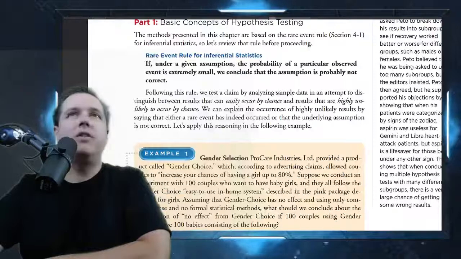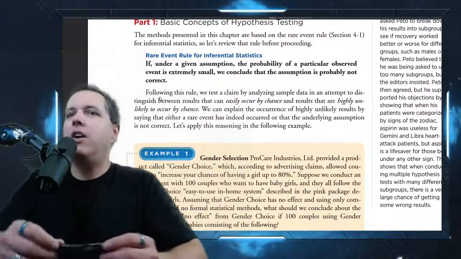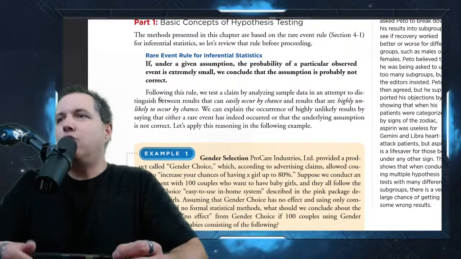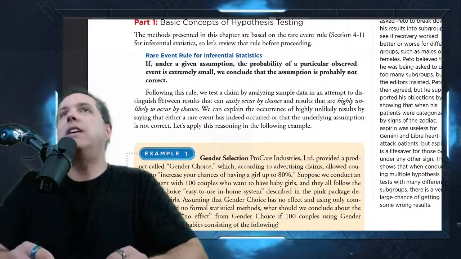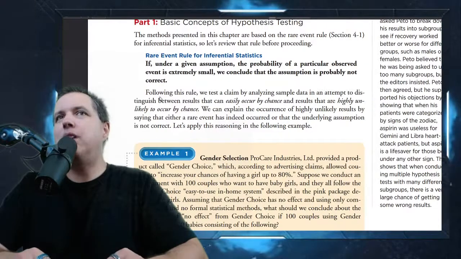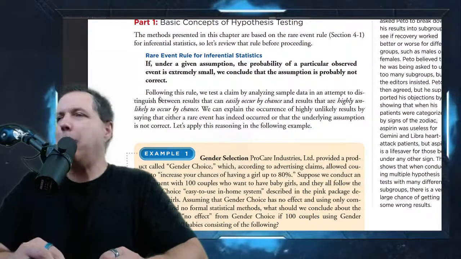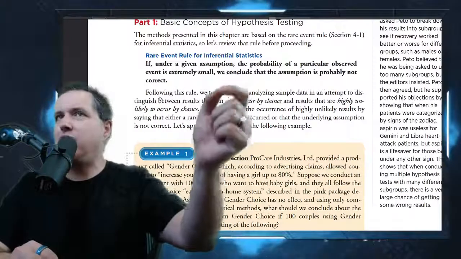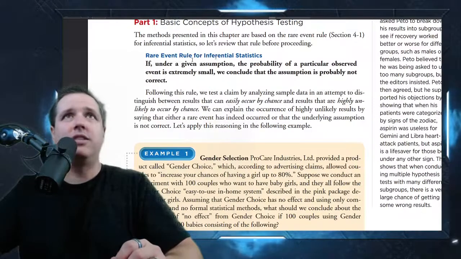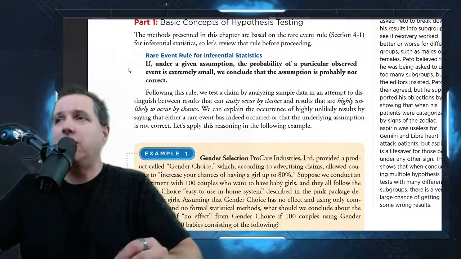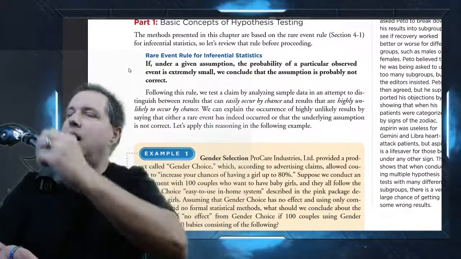Right. So here, this one's tricky for people. People intrinsically have an understanding of the logic behind certain parts of the hypothesis test, but I think people get bogged down in language and memorizing things, and they lose that intuition along the way. So here's our rare event rule for inferential statistics. And this will sound reasonable, but you need to figure out how to connect this idea to the hypothesis test.